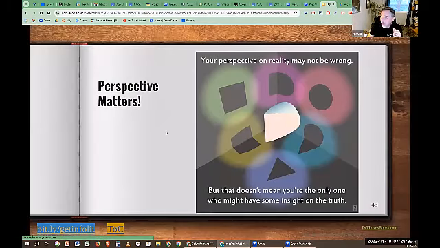So context matters, but also perspective matters. This is just one picture from a series. The first one is a picture of a cylinder, and it shows that if you look at a cylinder from one direction, it looks like a circle. And if you look at a cylinder from another direction, it looks like a square or a rectangle.